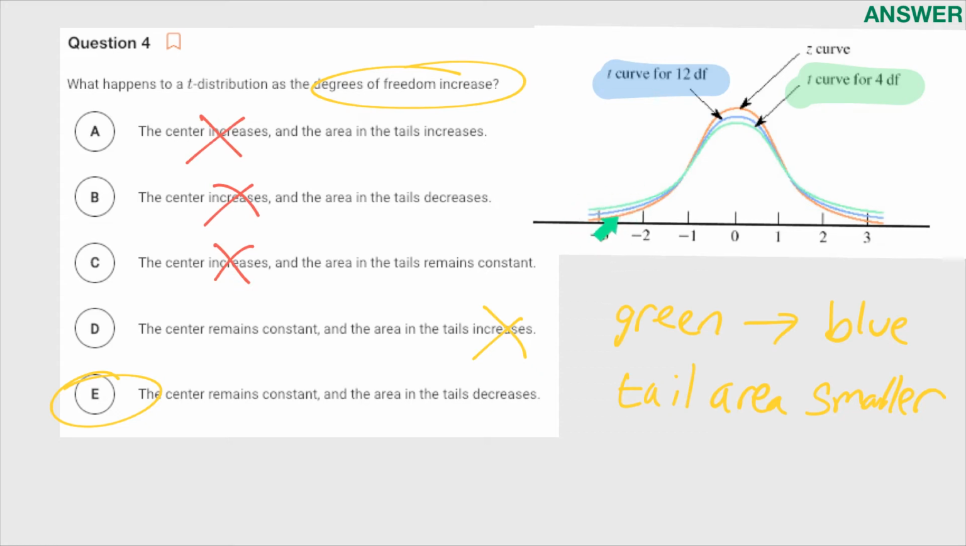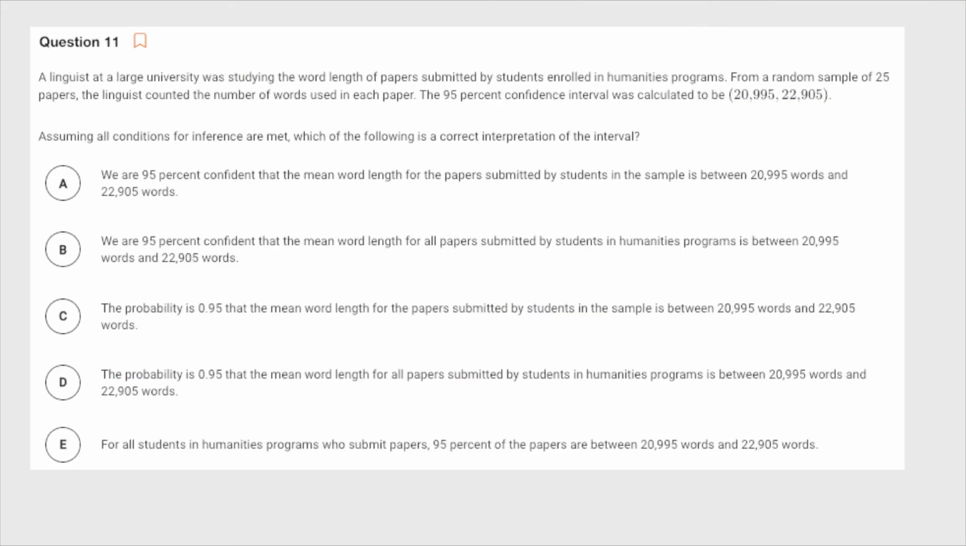The normal curve is the lowest. As you go from small sample size to big sample size, you go from fatter tails to thinner tails. So the tail area gets smaller, center remains constant, and the area in the tails decreases as the sample size increases. Question 11 gives you a 95% confidence interval and asks you to interpret it.